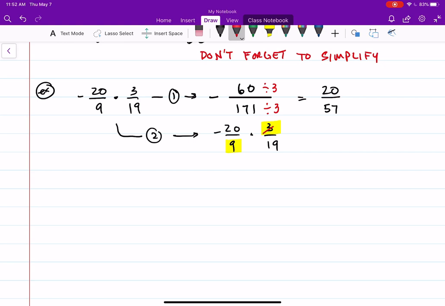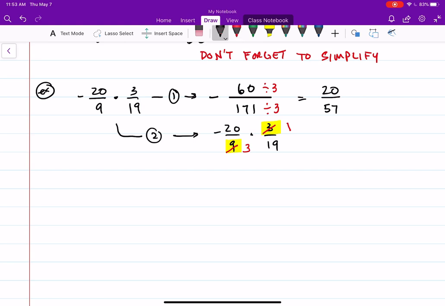So 3 goes into 3 how many times? Once. 3 goes into 9 how many times? 3. So now that I've reduced it, and I would suggest this method, it keeps everything simple, because now everything is broken down to the furthest it can go.